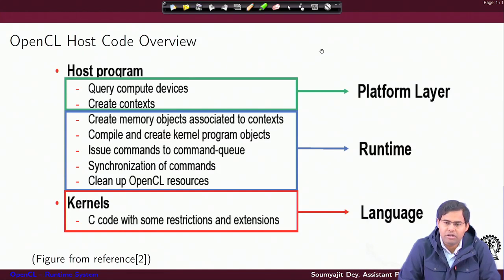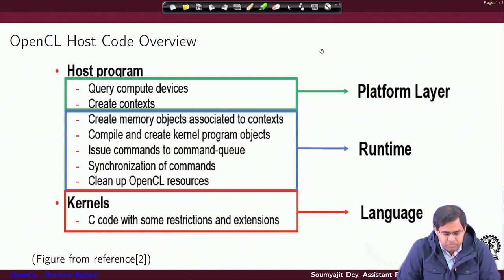That is, you understand which are the different vendor supplied devices or platforms, and inside the platforms, how the devices are organized. Based on that, let's say you have 4 devices in a platform. I am just giving an example: you can create subsets of 2 devices to create 2 different contexts, or you can bunch all the 4 devices together to create a single context.